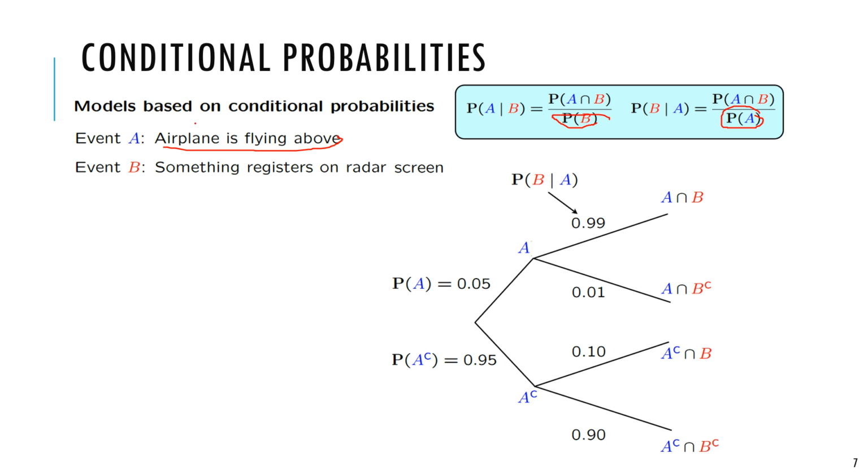We have event A, an airplane is flying above, and event B, something registers on the radar screen. Radar is a device that sends out a signal to track everything in flight. Here we track airplanes, and when an airplane is flying, something registers on the radar screen. So here is A, the event that an airplane is flying above, and A complement means that no airplane is flying above.